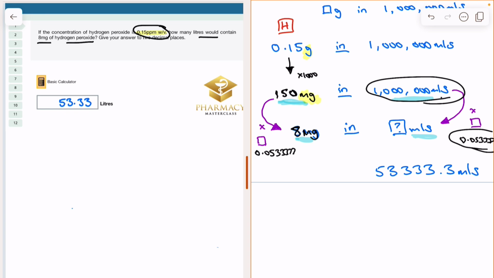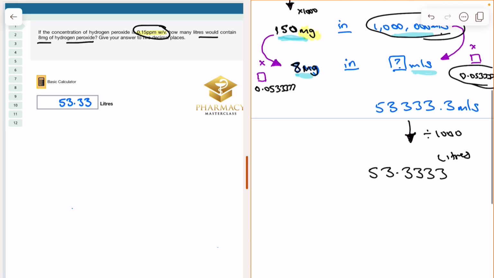Now the question wants the answer in litres. So what I'm going to do is I'm going to divide this by 1,000 to convert it to litres, because there's 1,000 mils in 1 litre. So press divide by 1,000 on your calculator and you get an answer of 53.3333. Now the question says give your answer to 2 decimal places.